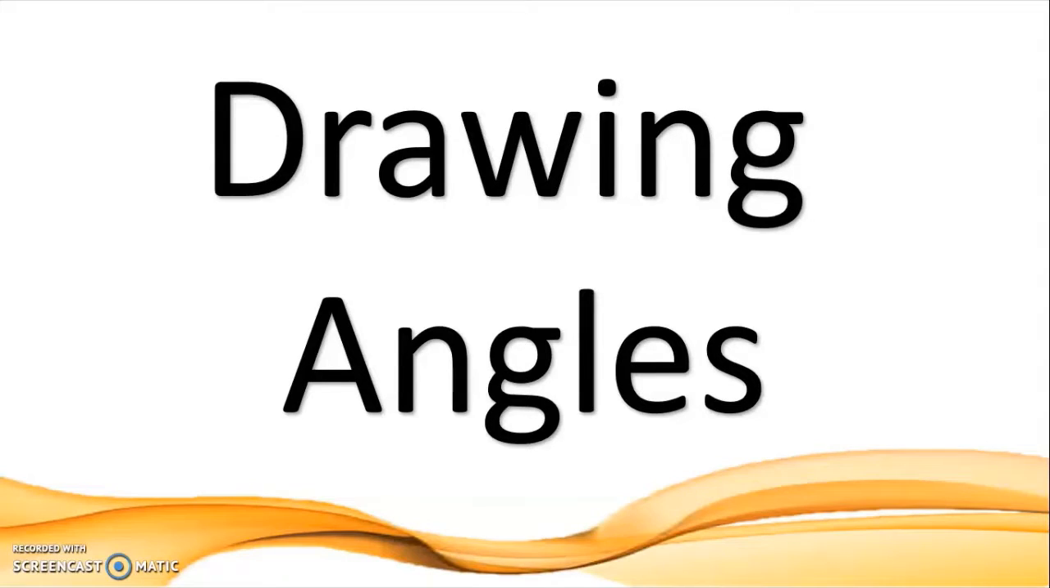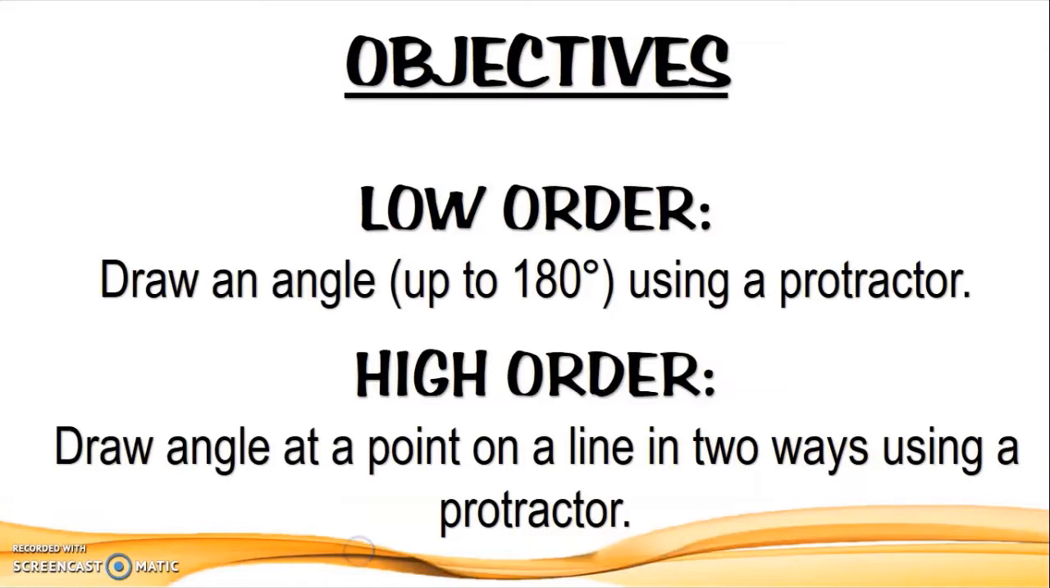We are going to draw angles. We must be able to draw an angle up to 180 degrees using a protractor and draw an angle at a point on a line in two ways using a protractor.